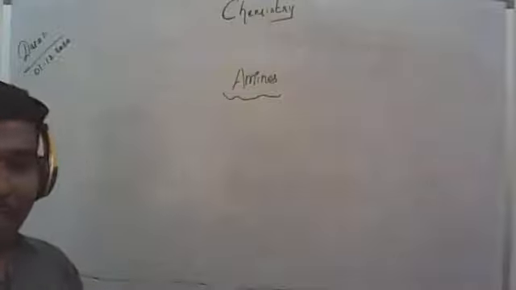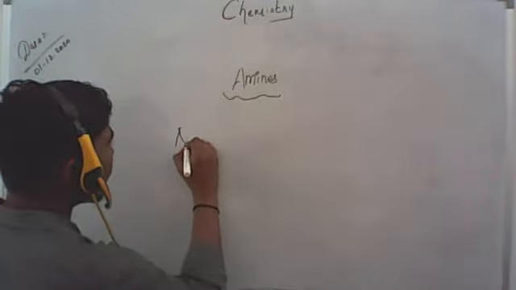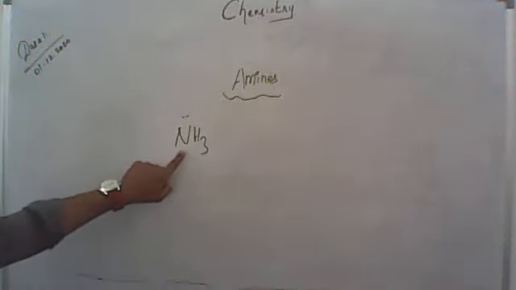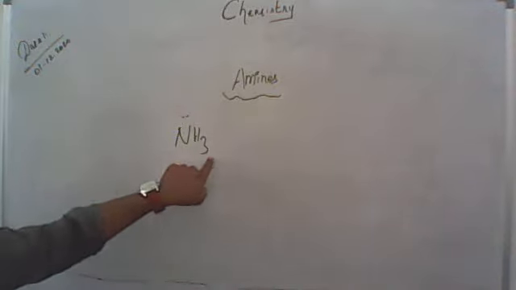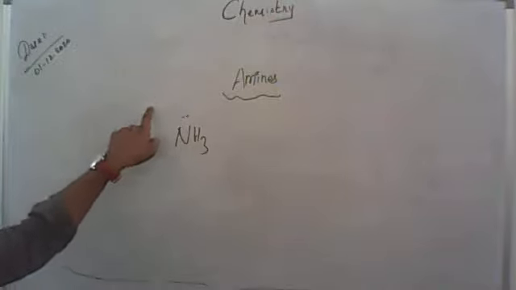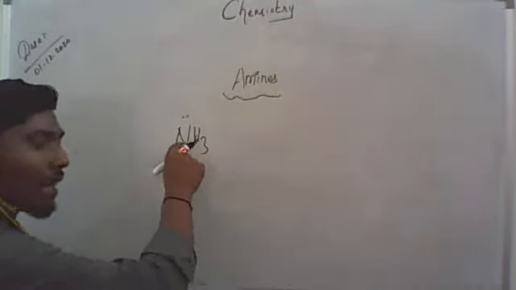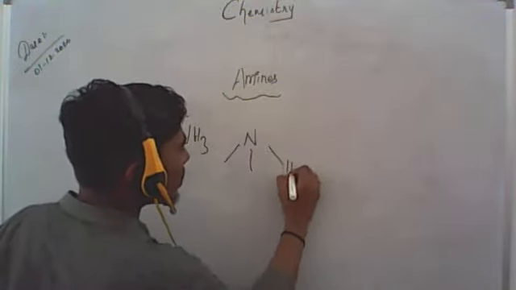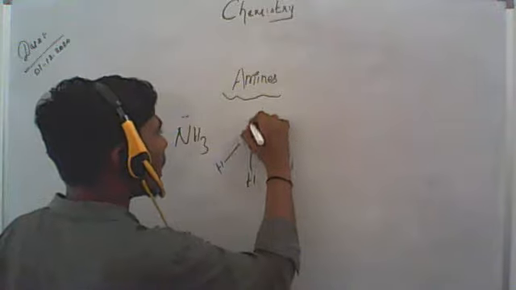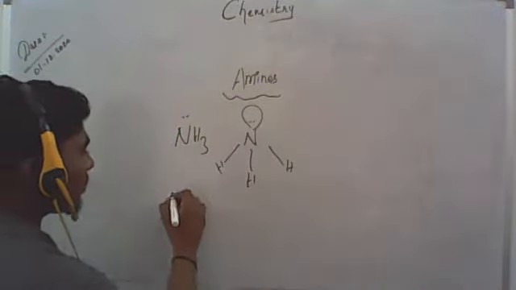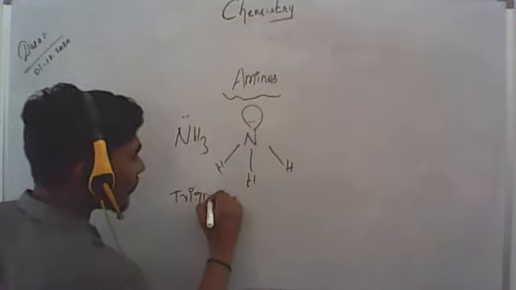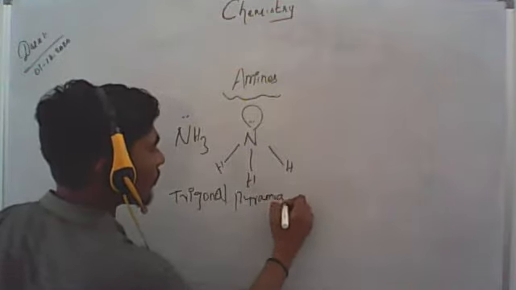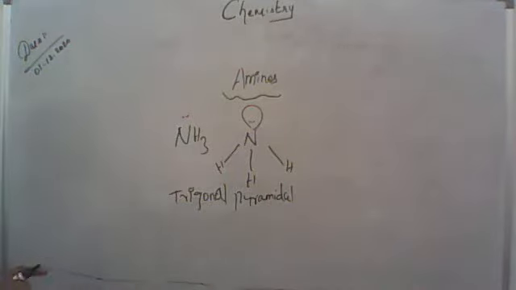Okay, so what is ammonia? See here, this is the molecular formula of ammonia, NH3. In ammonia, nitrogen and three hydrogen atoms are present. Nitrogen is the central element in the molecule. It has a trigonal pyramidal structure. It has one lone pair.